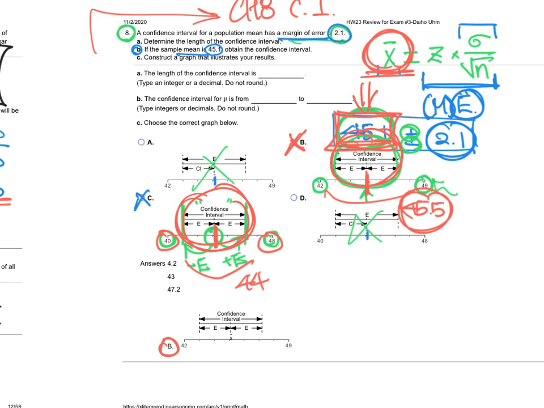Okay, and now the length must be twice E, because this way is E, and that is another E. So the length must be 2 E's, right? So twice the E, which was 2.1. So simply 2 times 2.1. So the length will be 4.2. Does it make sense? Yeah, here's the answer.